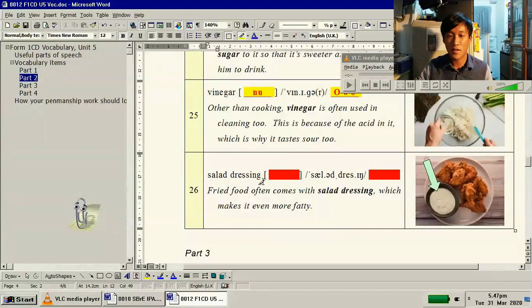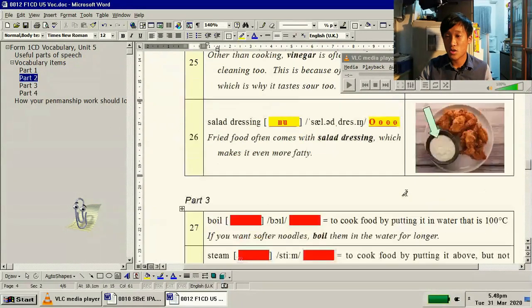Continue. Last item in this part. Item 26. Okay, with this, no s, so it's an uncountable noun. 1, 2, 3, 4 syllables. The first one is stressed, and then just ignore the lower stress mark. So for the pitch, it's da. Salad dressing. So okay, let me show you the arrow.